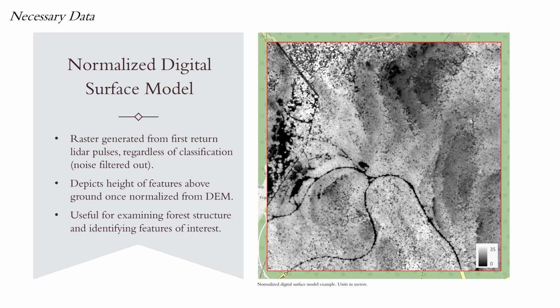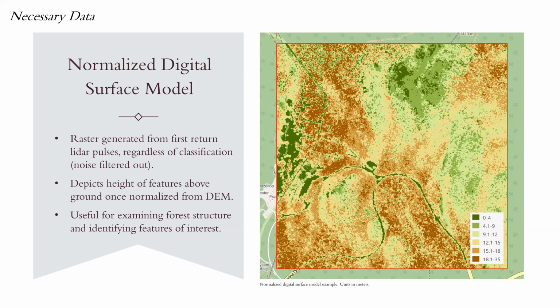So when you look at the image on the right, brighter white represents taller features in this area, ranging from trees to buildings. And this becomes a little more obvious when it's classified with different colors. So in this example, green areas show features that are approximately 0 to 4 meters tall, while dark red shows features between 18 and 35 meters tall.